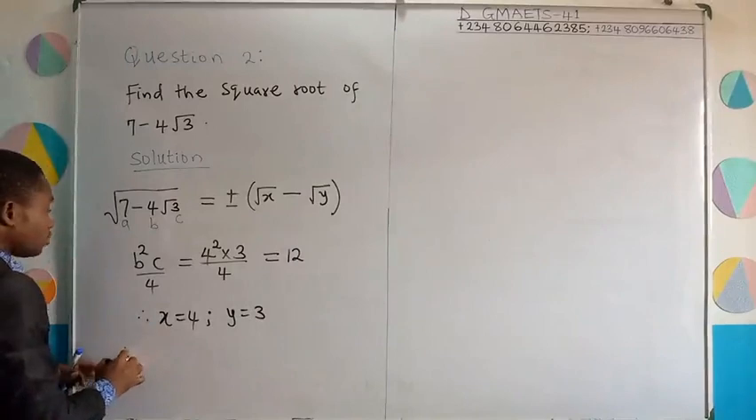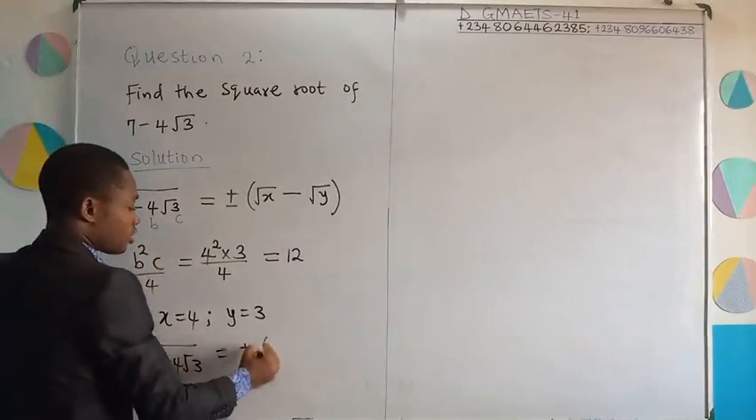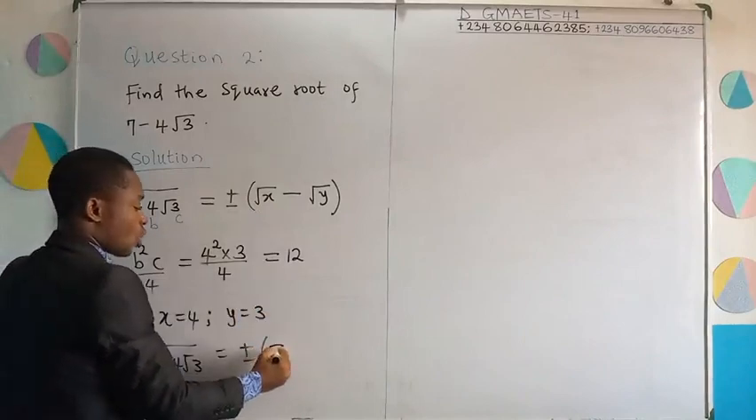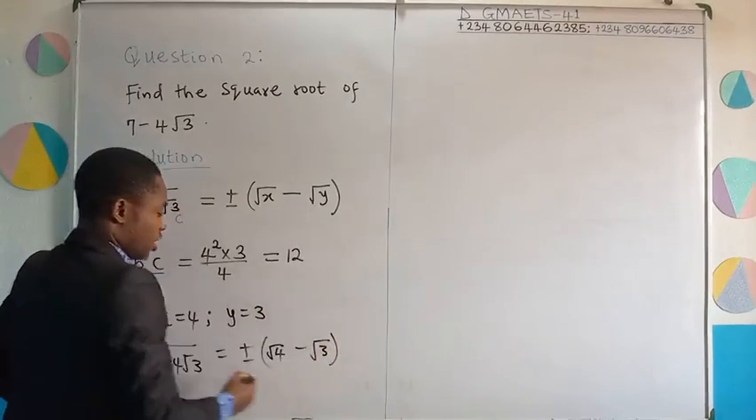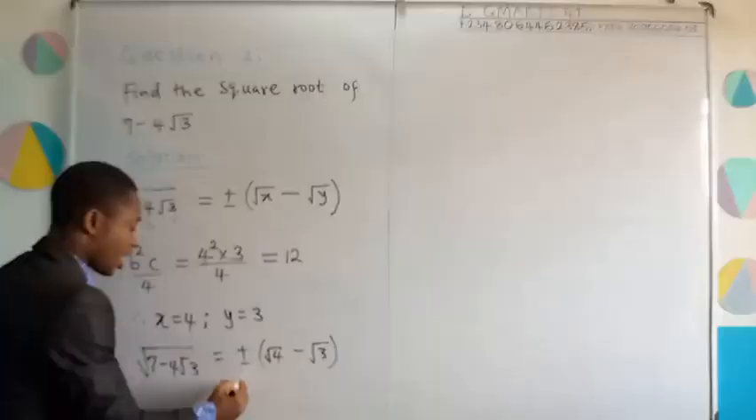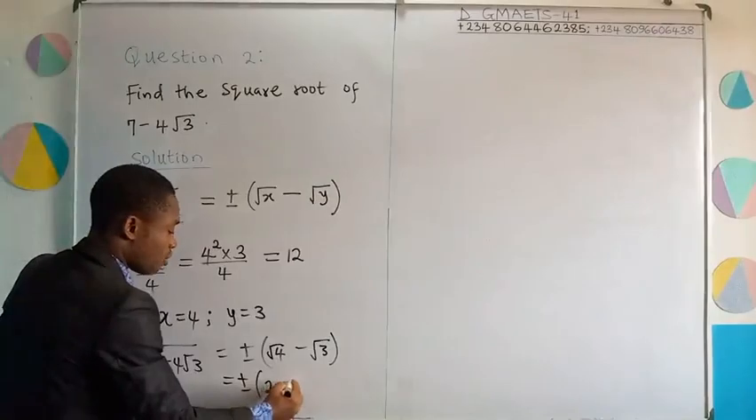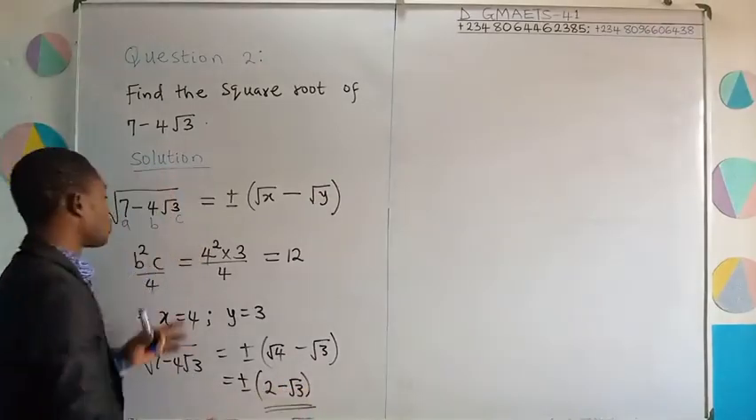Therefore, the square root of this term will be equal to plus or minus the square root of x, which is the square root of 4, minus the square root of y, which is 3. If you work this out, the square root of 4, 4 is a perfect square, so you're going to get plus or minus 2 minus root 3. And of course, this is the value of the square root of this term.